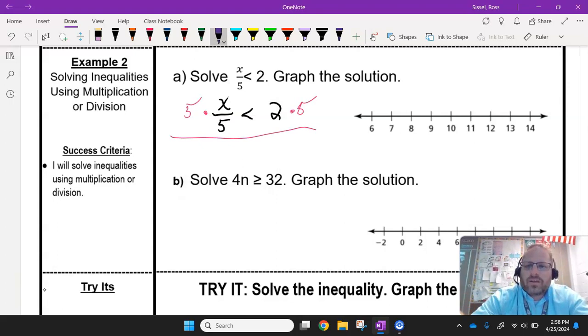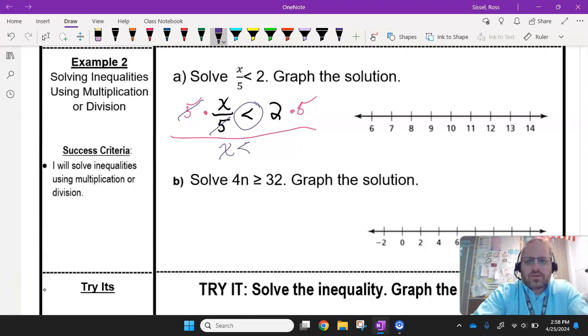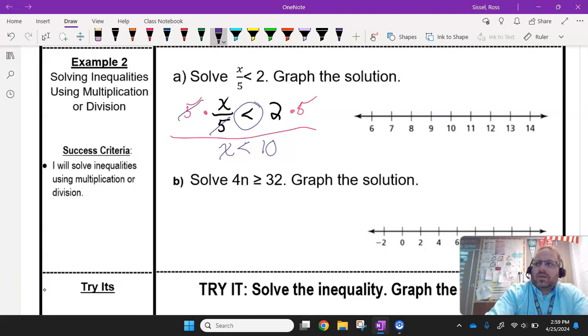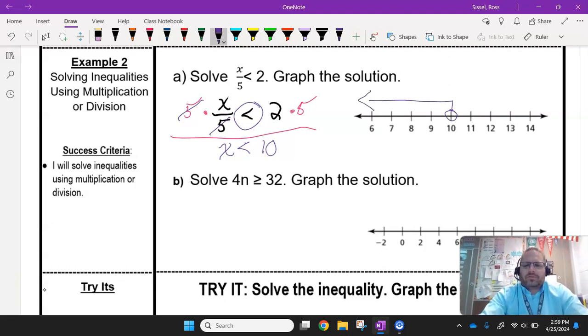So when I do that, 5 and 5 simplify. If I'm multiplying by 5 and you divide by 5, you would get 1. So they cancel each other out. We're left with x. My inequality was less than. And 5 times 2 is 10. So that's my answer. x is less than 10. Now to graph it, I go to my number line. It's an open dot since it's only less than. And I need numbers less than 10. That is all our work.